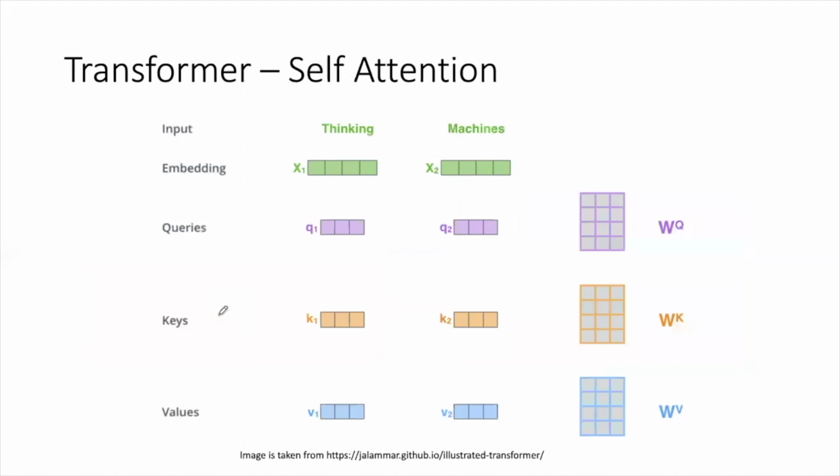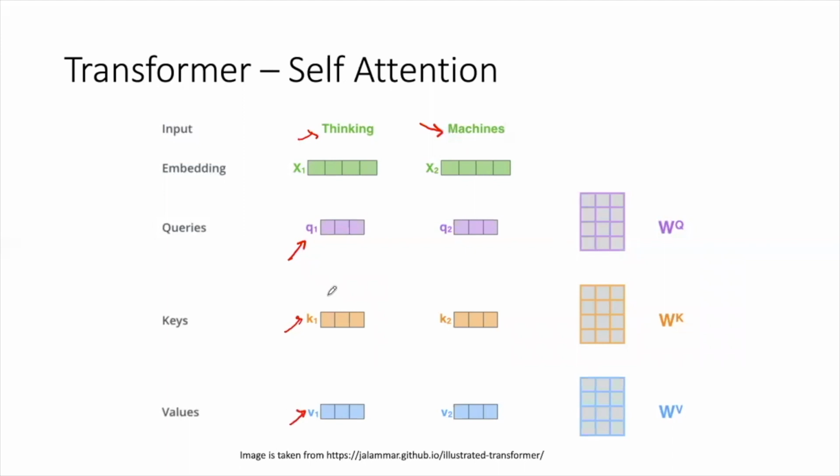Here we have two input words, thinking and machines. These are the two input words, and they are represented by these vectors x1 and x2. Those are the vectors to start with. Now, for each of these input words, we represent them by a query vector, a key vector, and a value vector.